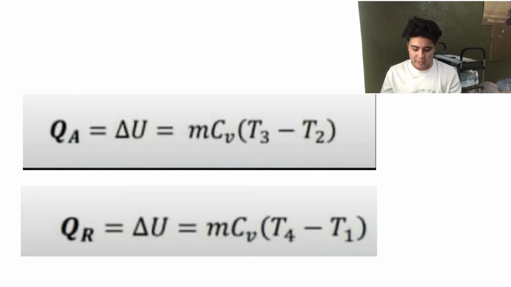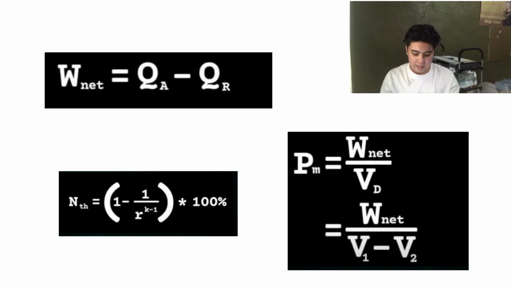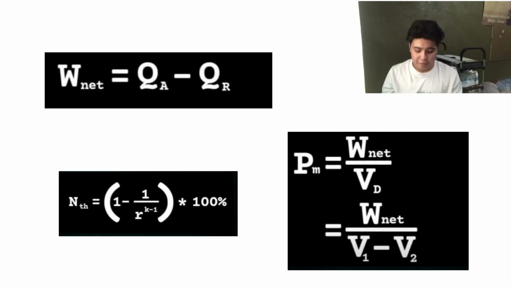Next is heat addition. We have QA is equal to m air times Cv air times T3 minus T2. And heat rejection, we have QR is equal to m air times Cv air times T4 minus T1. While in net work of the cycle, we have W net is equal to heat addition minus heat rejection. In thermal efficiency, we have eta is equal to 1 minus 1 over r raised to the k minus 1, times 100%. In mean effective pressure, we have the derived formula PM is equal to W net over VD, is equal to W net over V1 minus V2.